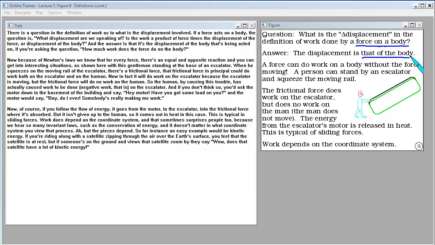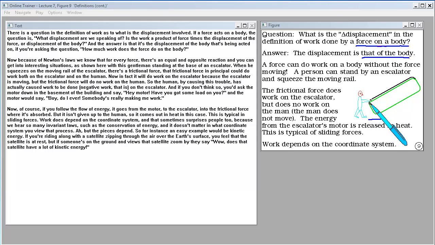And you can get into interesting situations as shown here with this gentleman standing at the base of an escalator. When he squeezes on the moving rail of the escalator, there's a frictional force. That frictional force, in principle, could do work both on the escalator and on the human. Now, in fact, it will do work on the escalator because the escalator is moving, but the frictional force will do no work on the human.